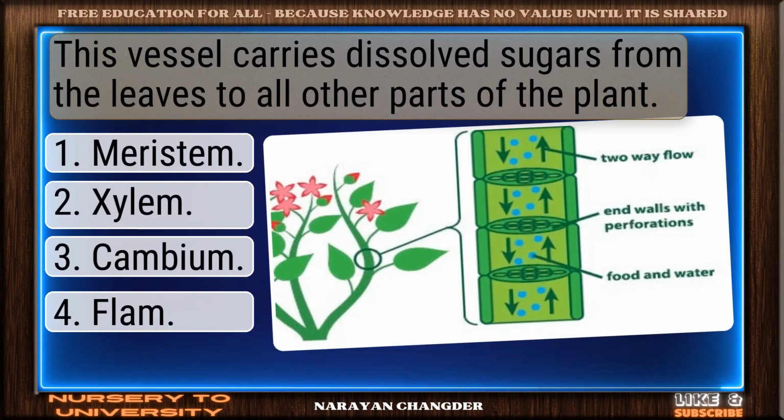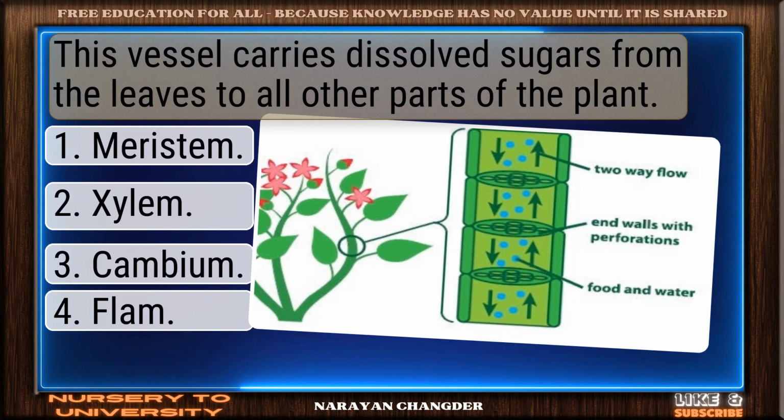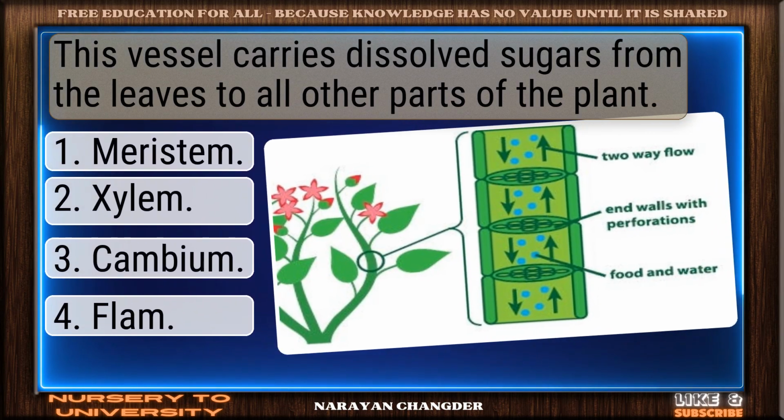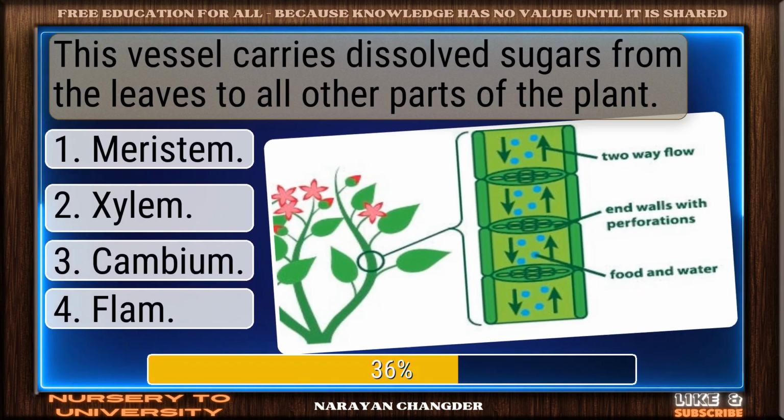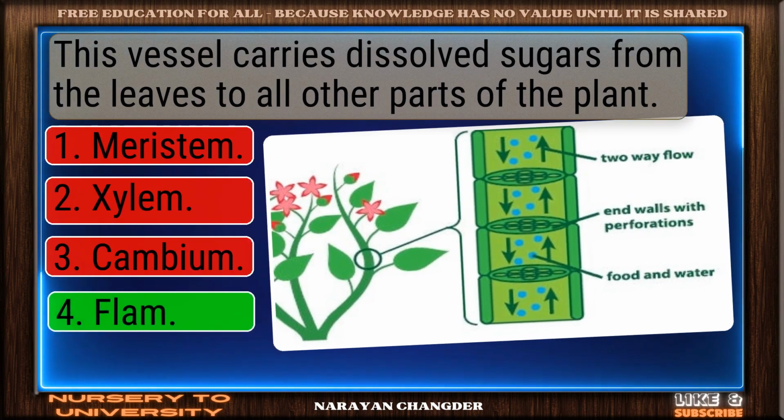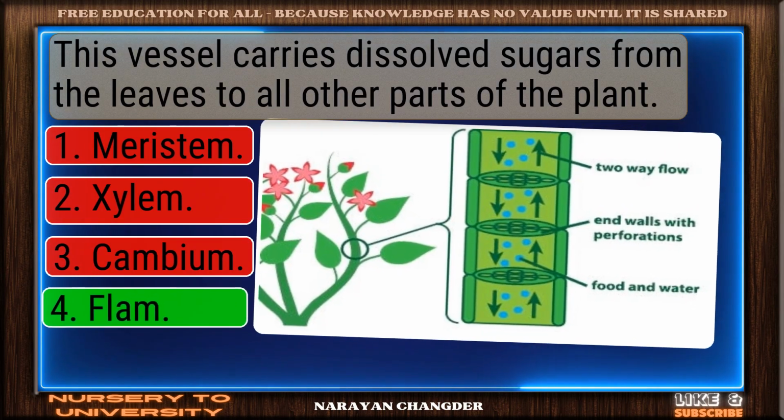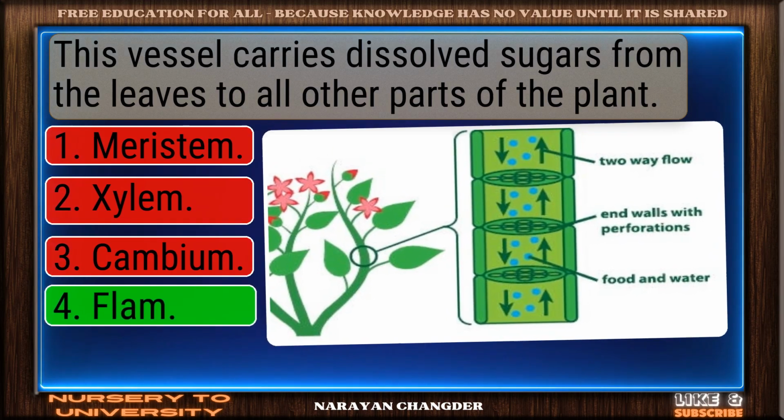Question number 6. This vessel carries dissolved sugars from the leaves to all other parts of the plant. Nice selection. Phloem is the correct and valid answer.